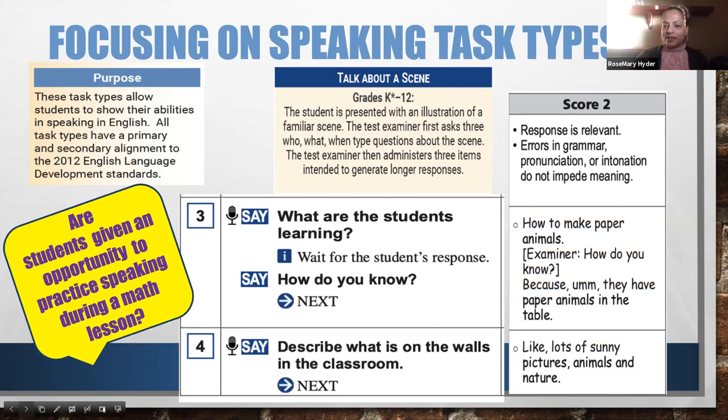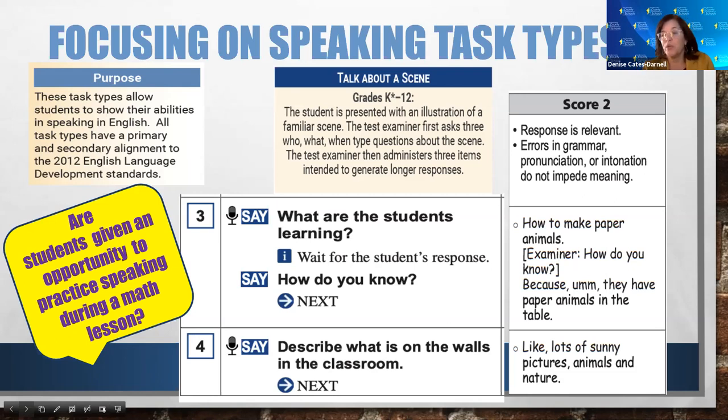And if you look at one of the things that they're assessed on is talk about a scene. So the student is presented with an illustration of a familiar scene. The test examiner first asks three questions of who, what, where, when type questions in the scene. The test examiner then administers the three items. So if you look, I took the training test that you have access to also there in the drive. And you see the questions that are asked of the students. So what are the students learning? And you wait for the student's response, right? How do you know? Are these questions, Denise, that they can ask in a math class? Absolutely. So we did it a couple of times today.